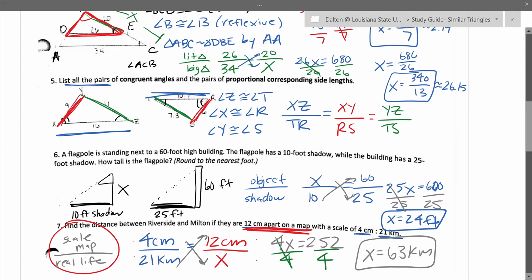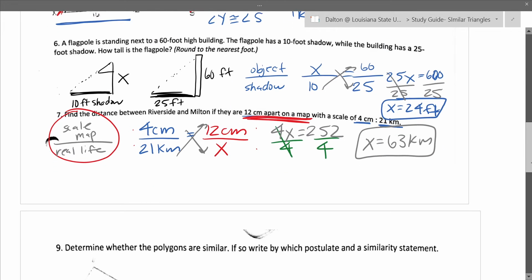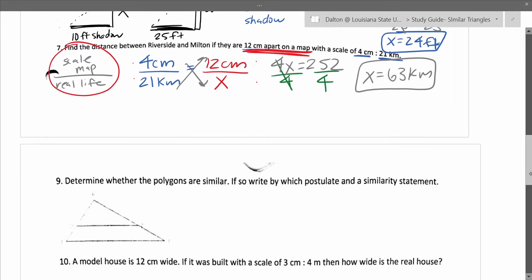Moving on to number 8. Do I not have a number 8? Nope, look at that. You got one back. I jumped straight to number 9.